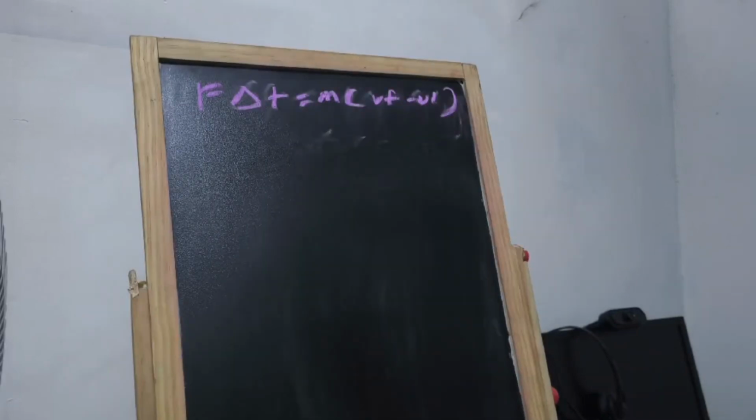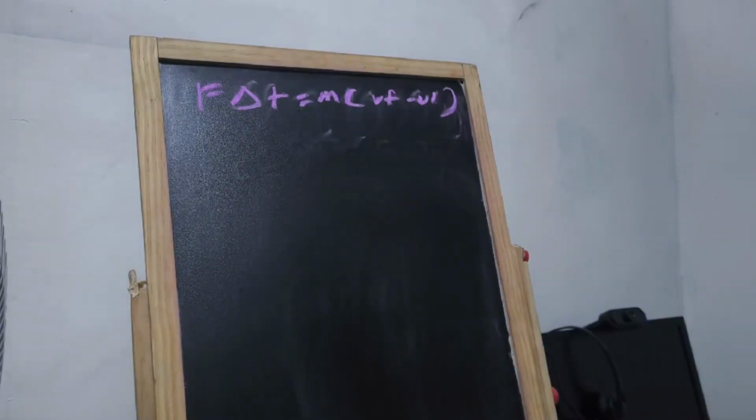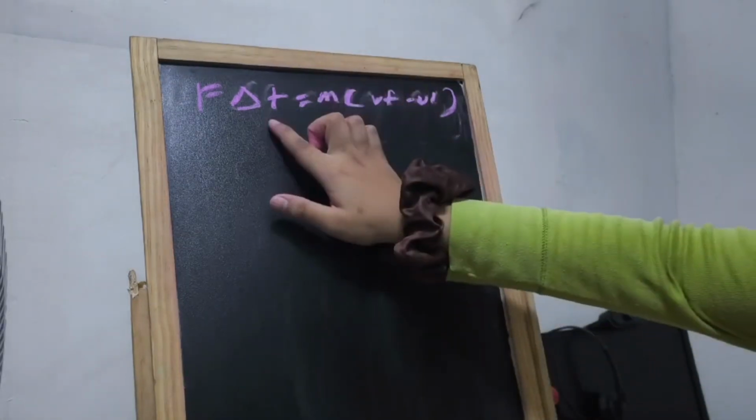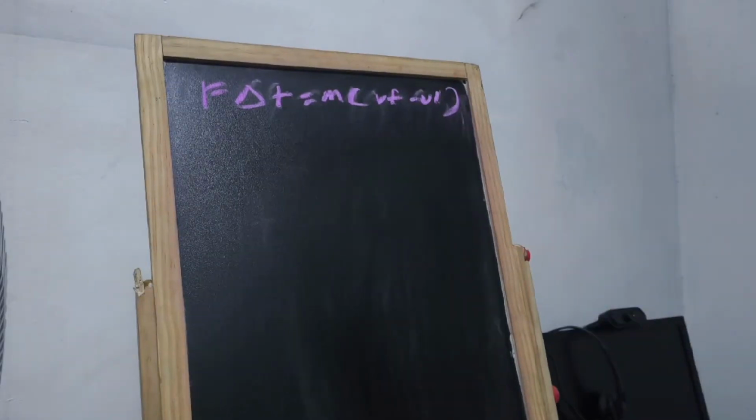For the original formula, the interval time is usually here. However, in the problem, we are tasked to find the force. To isolate the force, we need to move the interval time to the other side. Now, let's substitute all the values into the formula. We will use this formula.